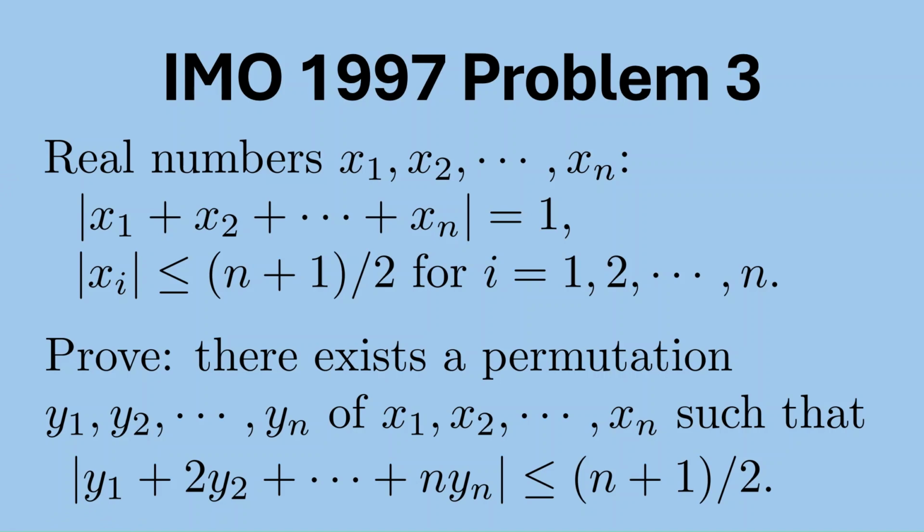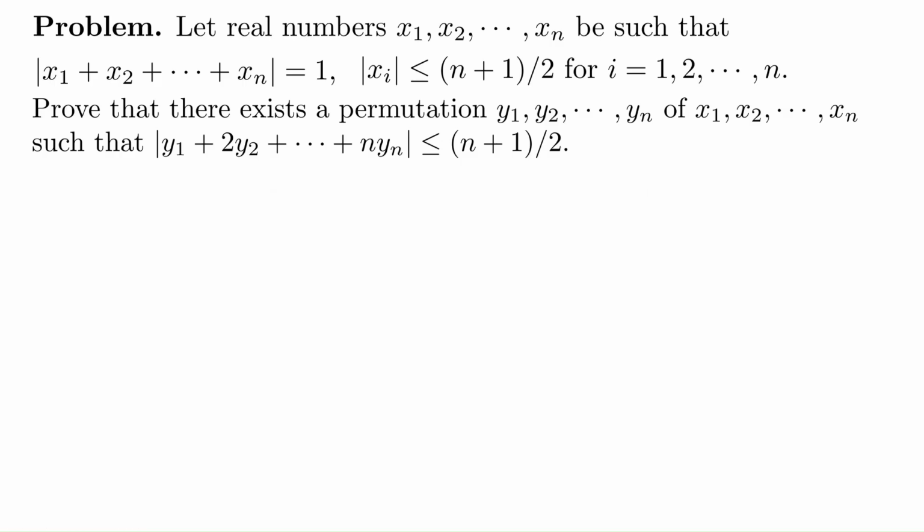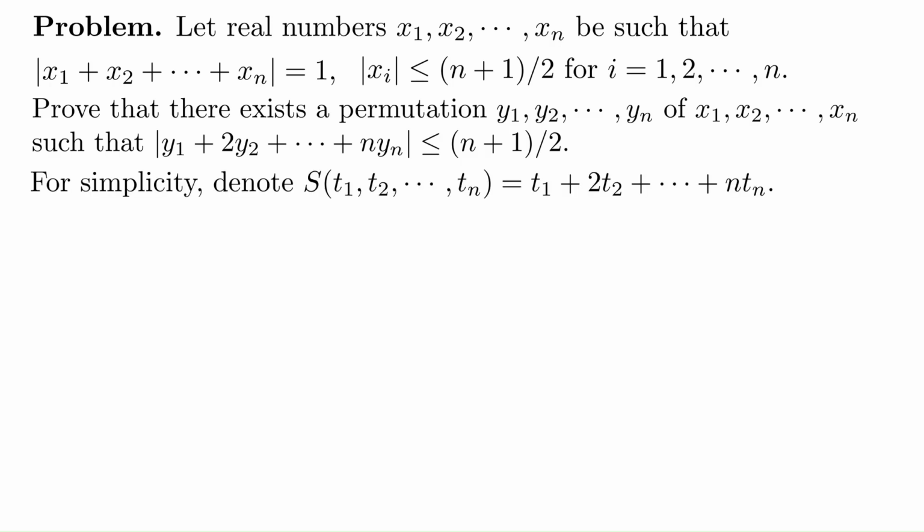This is IMO 1997 problem number 3. It is a hard problem, but its solution is beautiful. First, let's introduce a notation for simplicity. Given any n numbers t1, t2 to tn, denote S of t1, t2 to tn to be a linear combination of the n numbers, t1 plus 2 times t2 plus up to n times tn. We can simply call it the weighted sum of the n numbers.